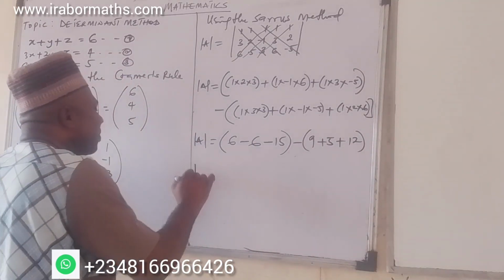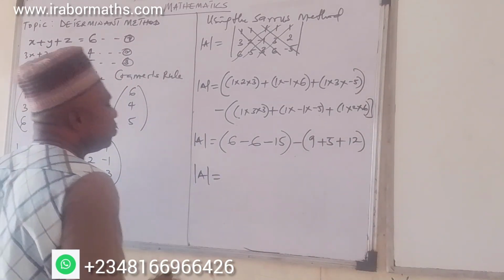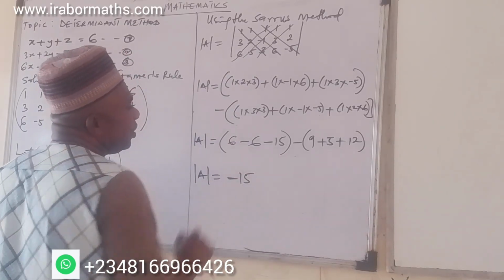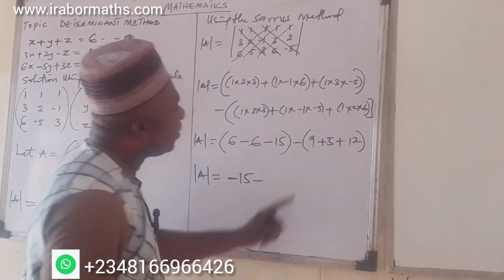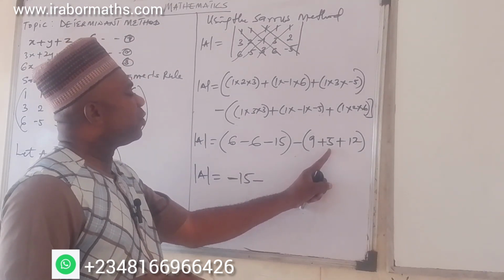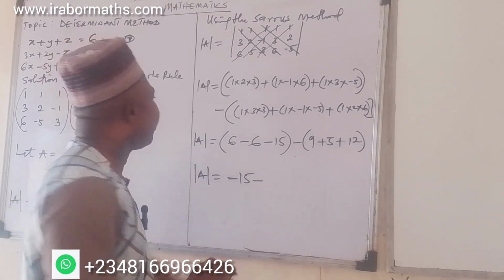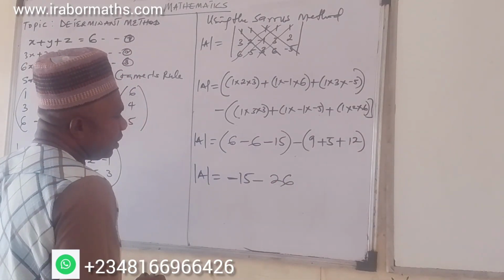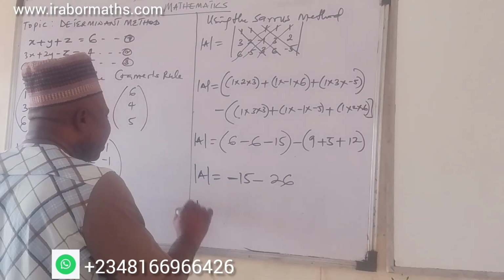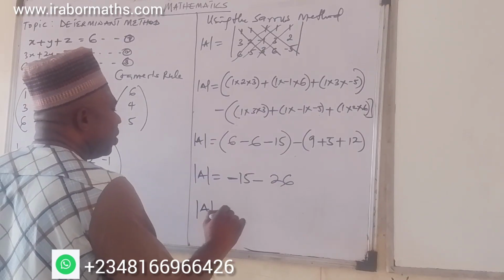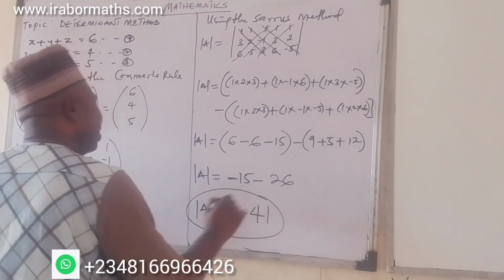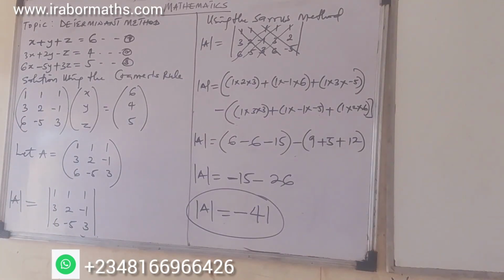So it means the determinant of A will be equal to, now this 6 will go with this 6. So here we'll be left with minus 15. Yes, minus. Here we have this plus this is 14. 14 plus 12, that's 26. So here we have minus 26. Yes. So it means the determinant of A will be equal to minus 41. Yes, so take note of this. The determinant is minus 41.